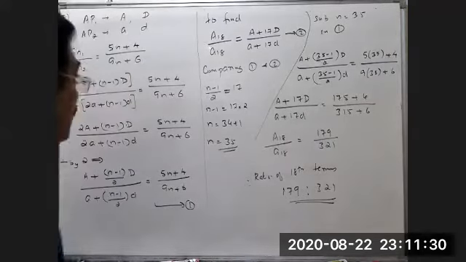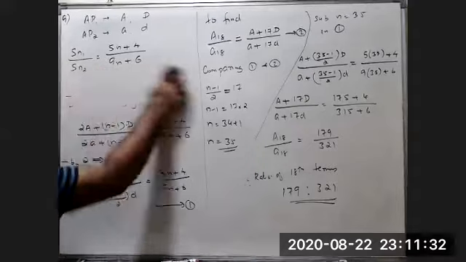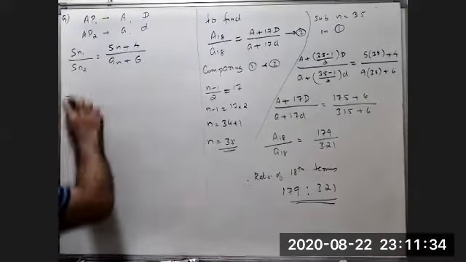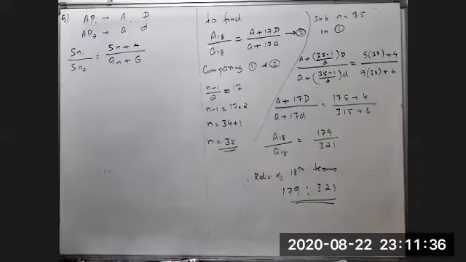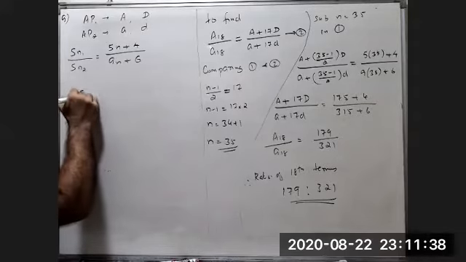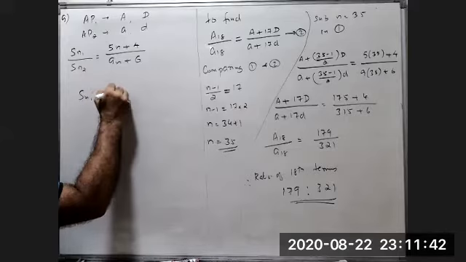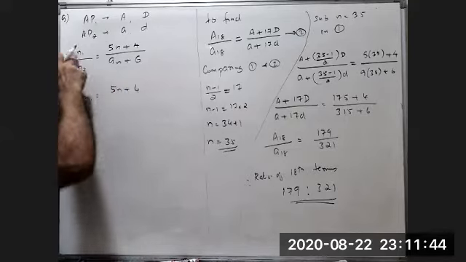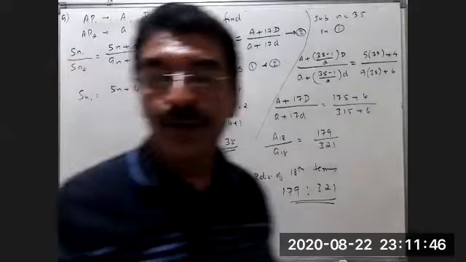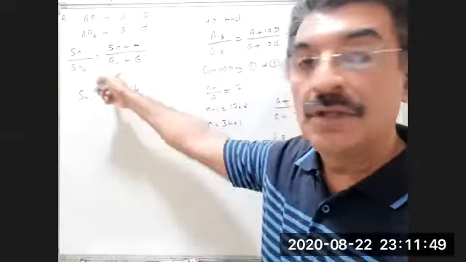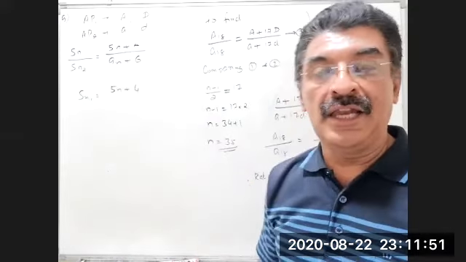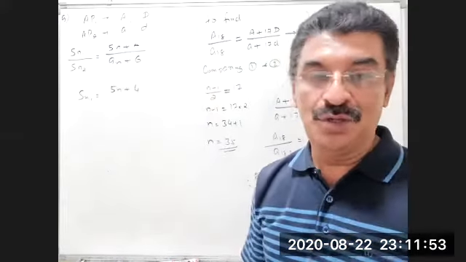I think we wrote S_n1 by S_n2 as (5n plus 4) by something. Then the sum of n terms of the first can be S_n1 equal to 5n plus 4 and S_n2 equal to 9n plus 6. Is it possible? No. Why?